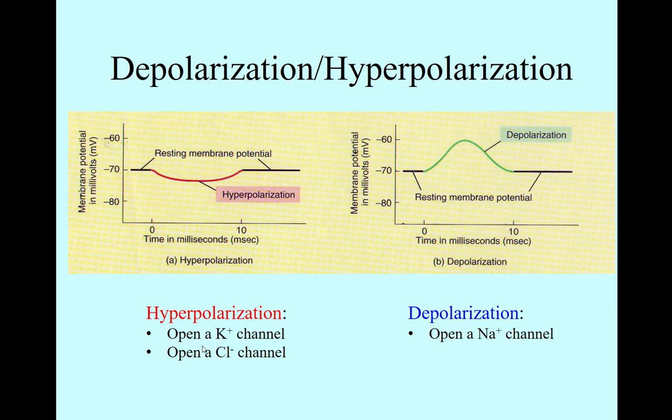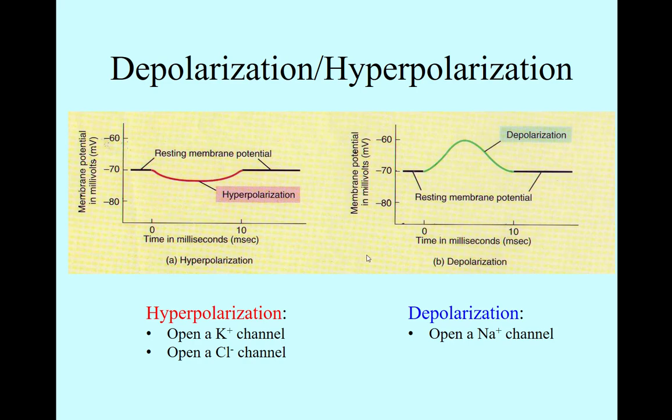Also, if we open up a chloride channel, which wants to move into the cell based on the chemical gradient, and also has a negative charge, because of that, opening up a chloride channel will allow more negatives to come in and create greater polarization, or a hyperpolarization.